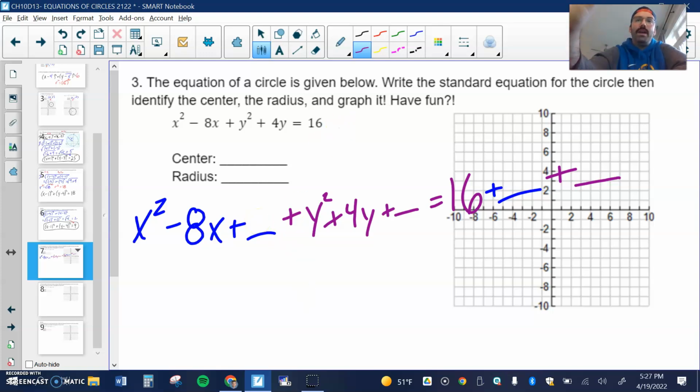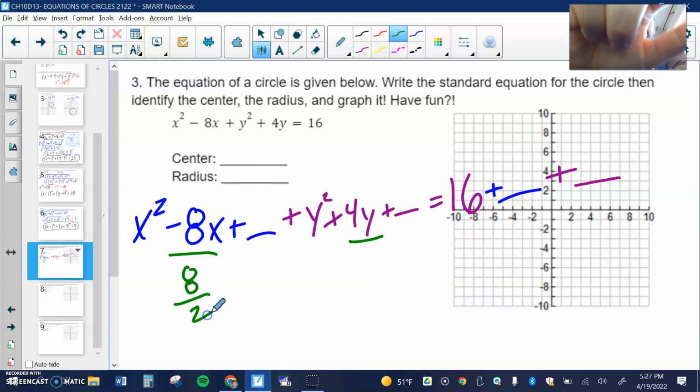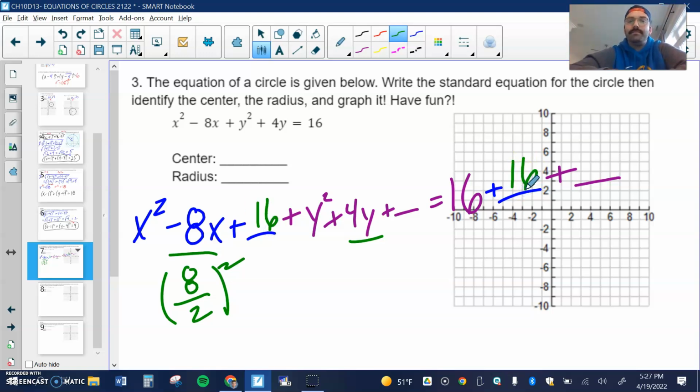Well, how do I figure out what I put in that? I do this term right here divided by 2 and then square it. So 8 divided by 2 squared. What is 8 divided by 2? 8 divided by 2 is 4. 4 squared is 16. Same thing here. 4 divided by 2 squared. 4 divided by 2 is 2. 2 squared is 4. What I do to one side, I've got to do to the other.